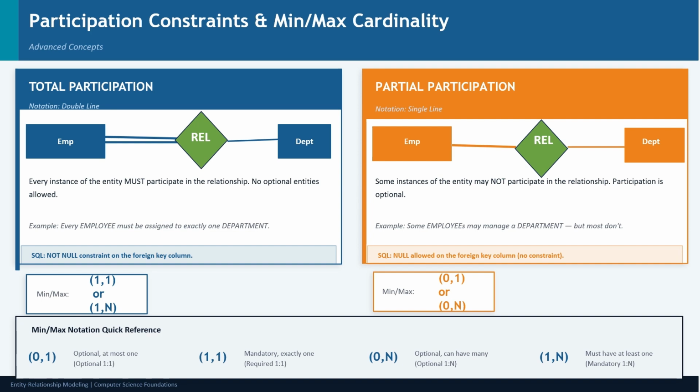Now, here's the precision upgrade. When we label cardinality as 1 or N, we're only describing the maximum. There's also a minimum. The notation (0,1), written in parentheses, means at minimum 0, at maximum 1, optional. (1,1) means exactly one, mandatory. (0,N) means optional but can have many. (1,N) means must have at least one and can have many. This notation lets you encode whether a relationship is optional or mandatory directly in the diagram, and that precision pays off when you write validation logic.